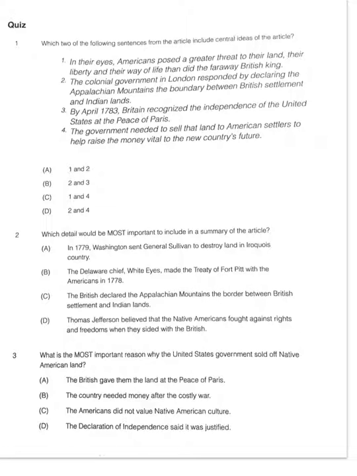Number 3. What is the most important reason why the United States government sold off Native American land? So which reason is the most important reason why the U.S. government sold off Native American land? Is it A, the British gave them the land at the Peace of Paris? B, the country needed money after the costly war? C, the Americans did not value Native American culture? Or D, the Declaration of Independence said it was justified? So what's the most important reason the United States government sold off American land?